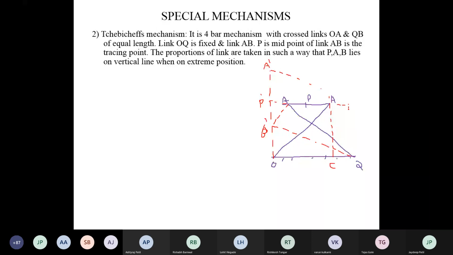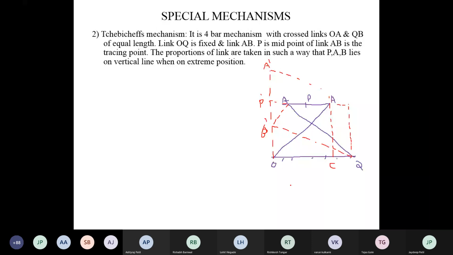At the extreme position, P, A, B are on the same vertical line. Now, in the given figure, you have to move your mechanism towards the left. That time you will get this link OA dash here, and A dash, P dash, B dash, and O are on the same vertical line. Otherwise, if you take this mechanism towards the right hand side, that time B dash, P dash, A dash, and Q are on the same vertical line. Either take it towards the left or right side.